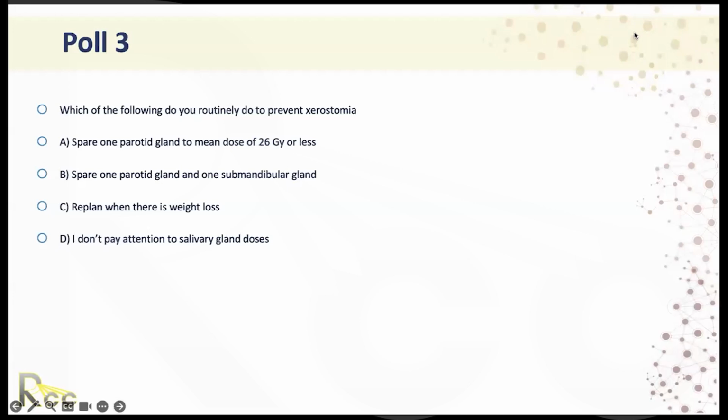This is a prelude to some of the talks that are coming. We're going to talk about level 1 nodes and when to treat level 1 nodes. And what I will tell you, just as important as when to treat level 1 nodes is when to not treat level 1 nodes. Because if you can spare level 1 nodes, you will spare the submandibular gland better. So I think that becomes really, really important.